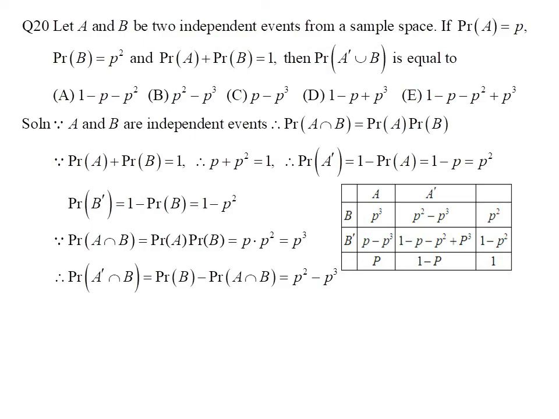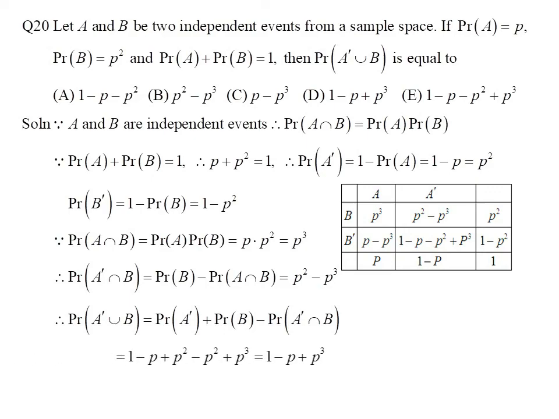Hence, the probability of not A union with B equals the probability of not A plus the probability of B minus the probability of not A intersect B, which equals 1 minus p plus p cubed. By the way, the probability table showing the relations of all the events is on the right, so the answer for question 20 is D.